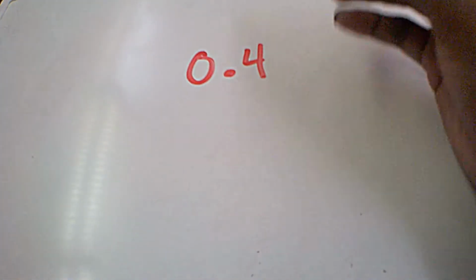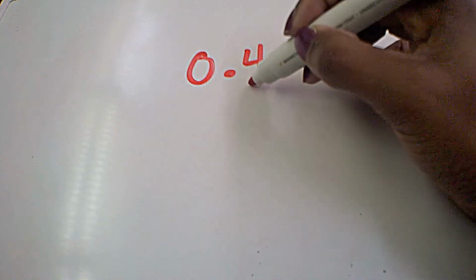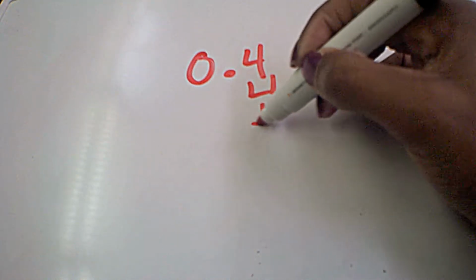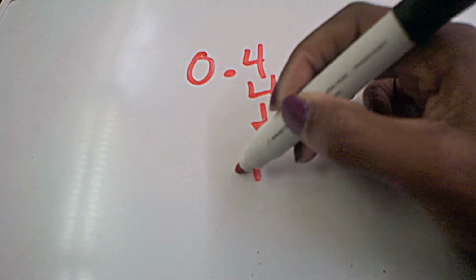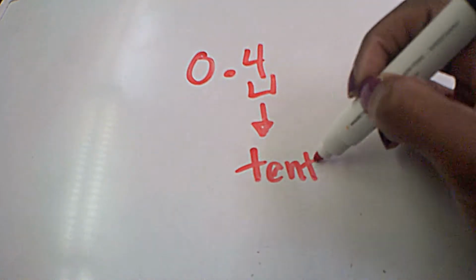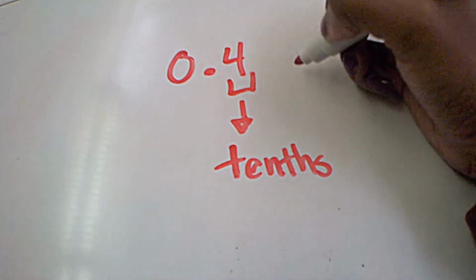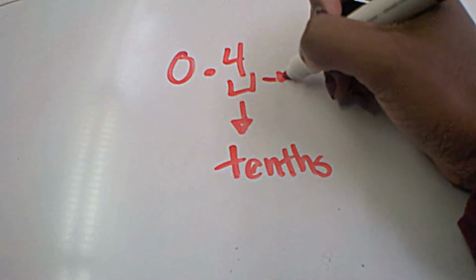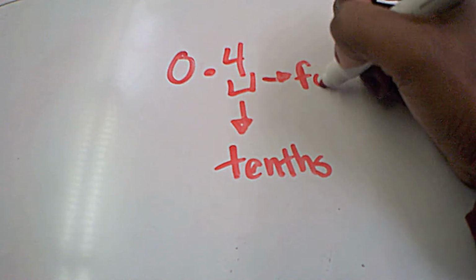Okay, let's talk decimals and fractions and how we pronounce them. We'll start with decimals. Let's say I have 0.4. We will pronounce this as 4/10 because this place is the tenths place. So this will be 4/10.